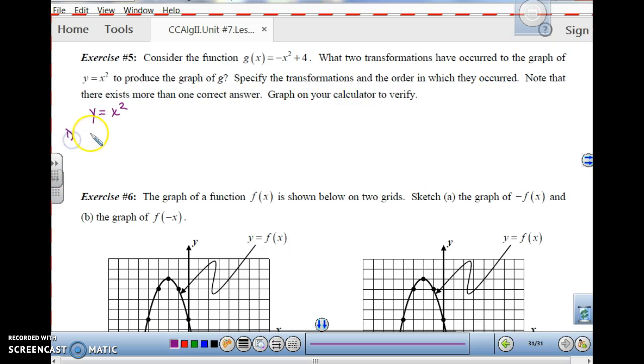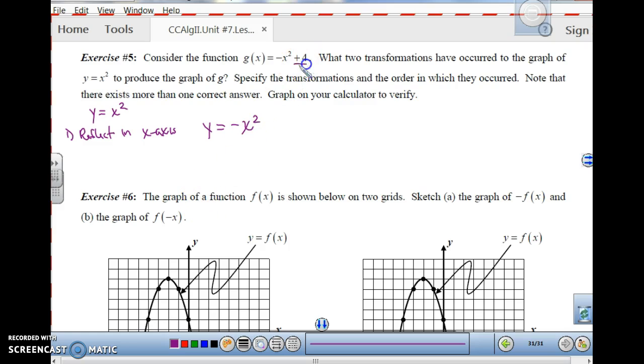So the first one would have been negating the function, because if it was in the parentheses, it would be positive, excuse me. If we negated the function y, we are actually reflecting in the x-axis. So the first one we would have done was reflecting in the x-axis. Okay, so that would become y equals negative x squared. That gives me the negative x squared.